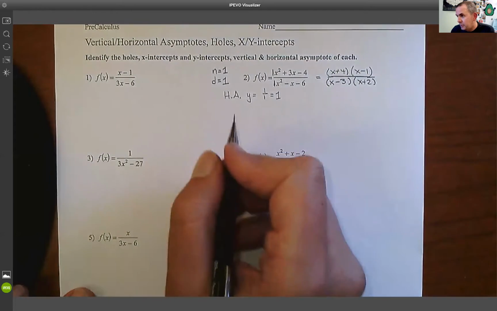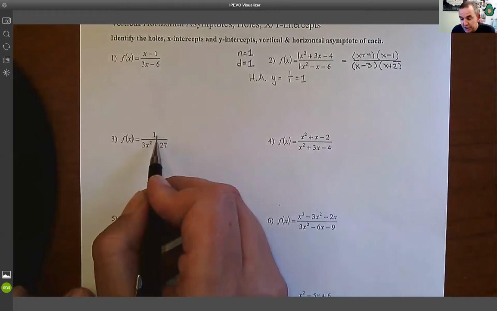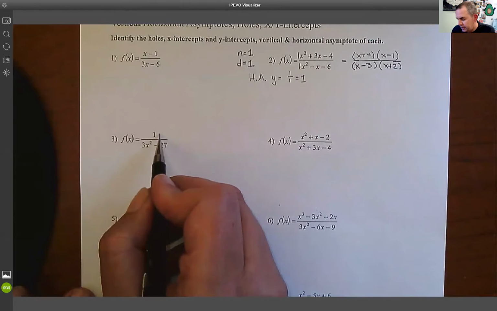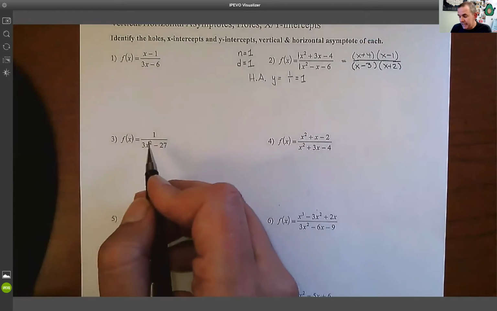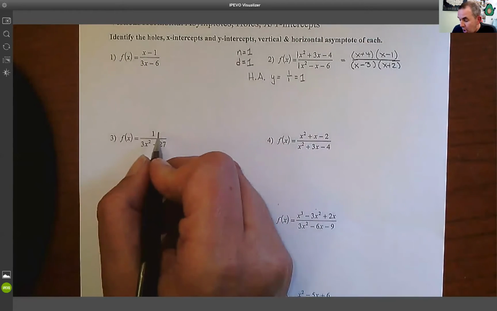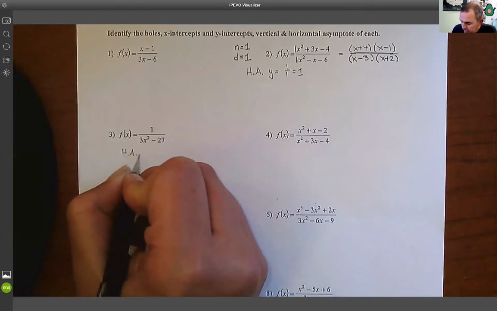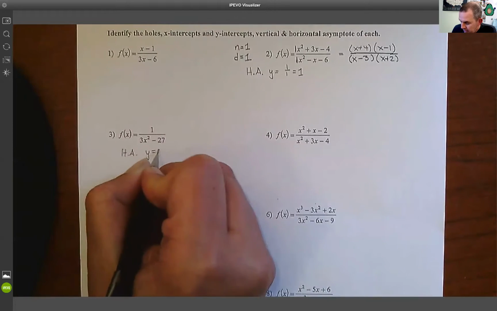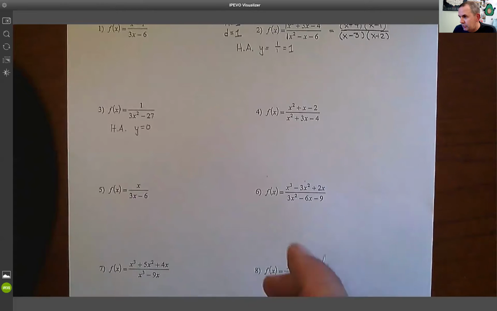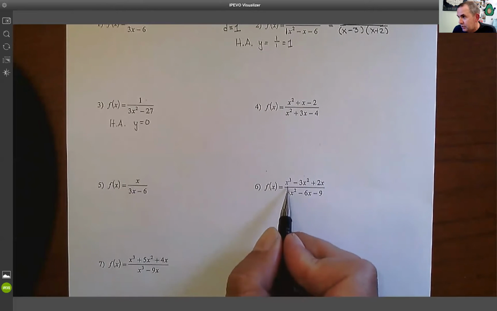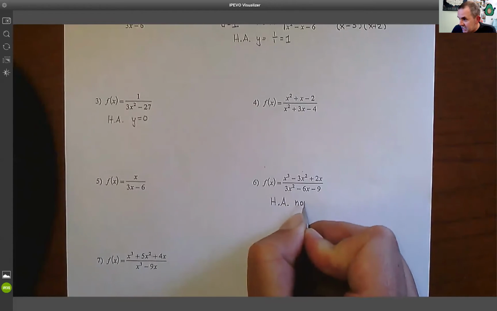For example, down here we have one where the degree of the numerator is 0 and the degree of the denominator is 2. Since the degree is smaller up top than it is down below, the horizontal asymptote here would be y equals 0. And if we have a case where the degree of the numerator is larger than the denominator, like right here, it's 3 versus 2, the horizontal asymptote would be none.